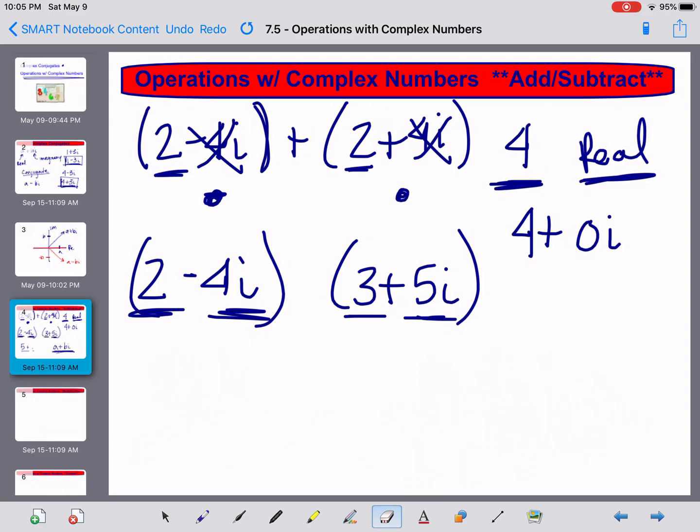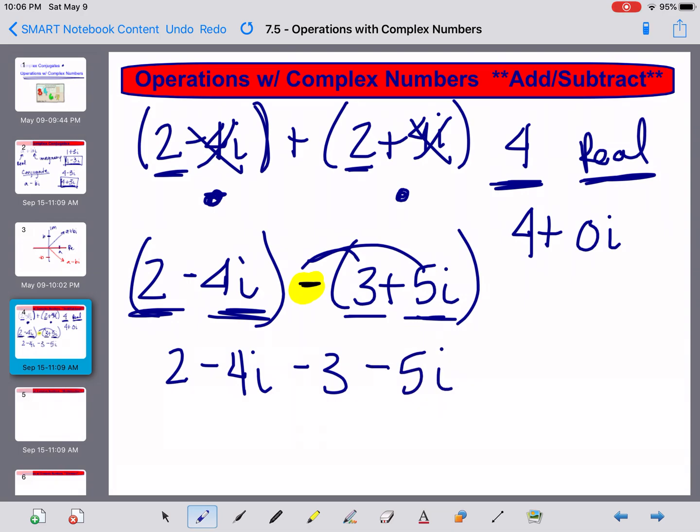The only thing I have to pay attention to is that I'm really having to make sure that I distribute this negative to both pieces here. I'm subtracting both of those things. So really this is saying 2 minus 4i minus 3 minus 5i. And then I simply just combine my real and imaginary pieces. And minus 9i. Again, it's still in the form a plus bi.